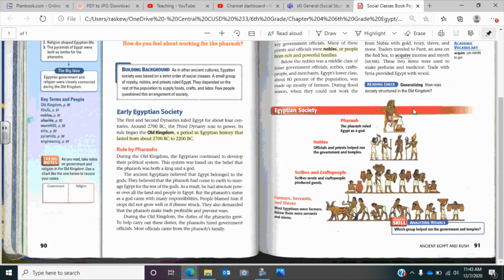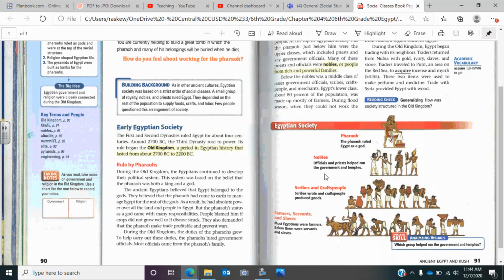So you can see here the upper class again was the pharaoh, the key government officials and the priests. Here were the scribes, the craftspeople, the merchants. Soldiers were also here in this middle class. And then in the lower class were the farmers, servants, and slaves.